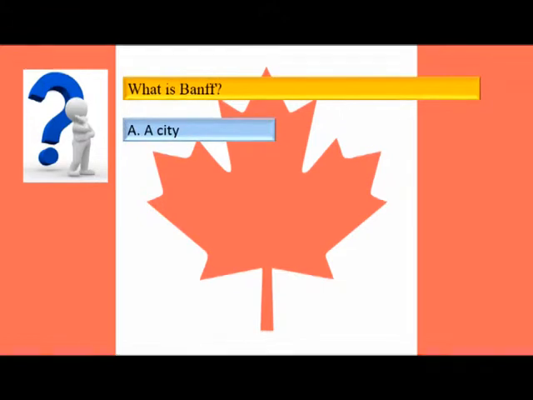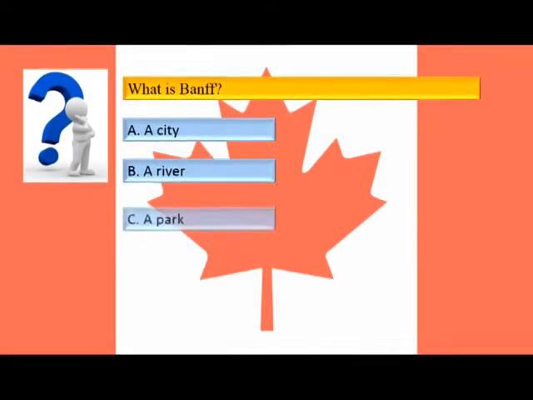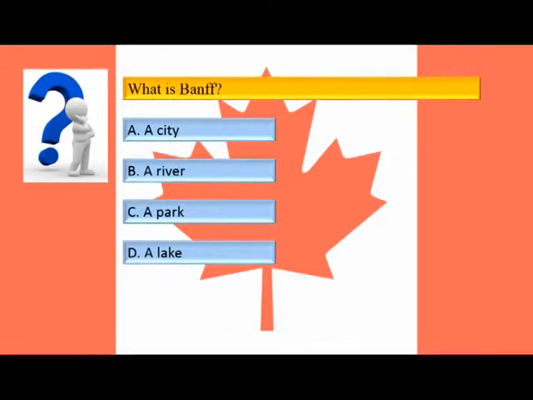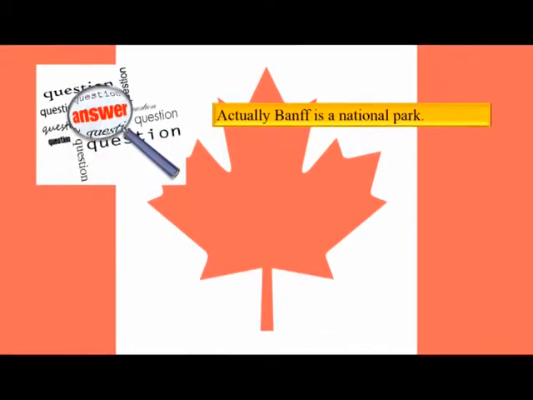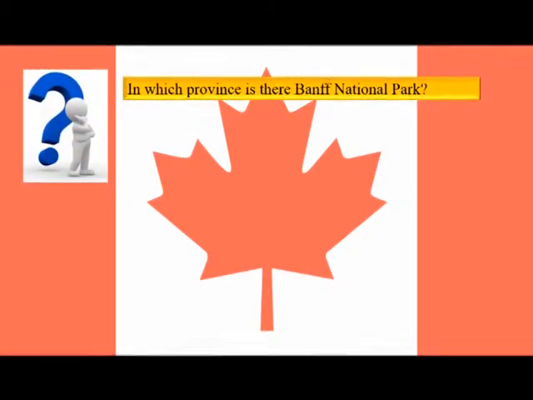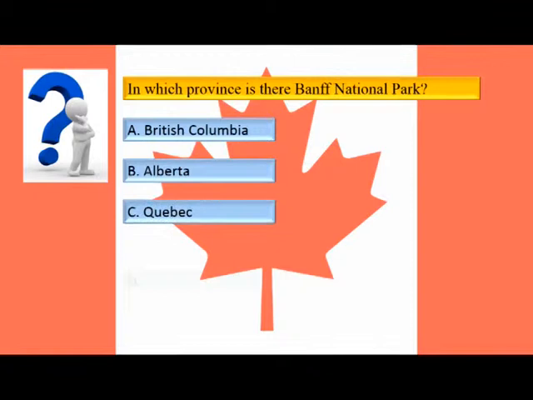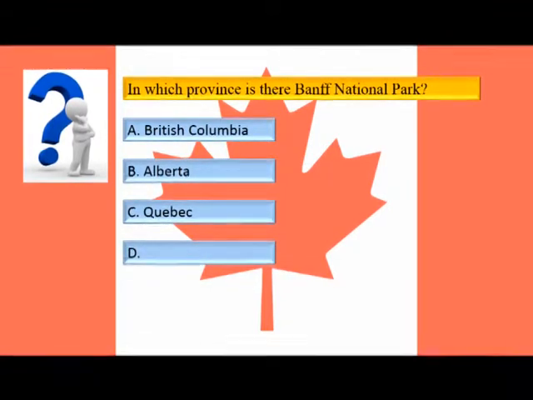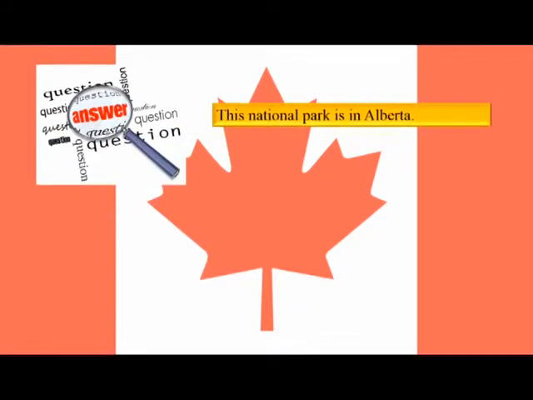What is Banff? A city, a river, a park, or a lake? Actually, Banff is a national park in Canada. In which province is Banff National Park? British Columbia, Alberta, Quebec? This national park is in Alberta.